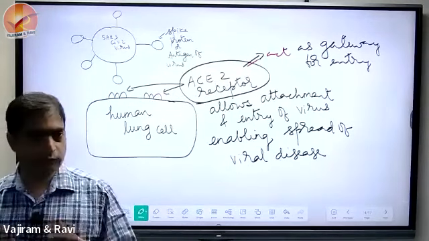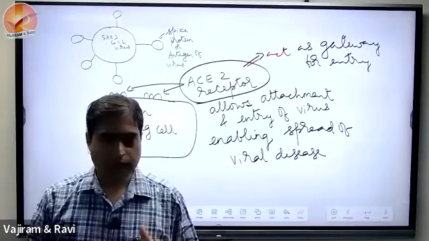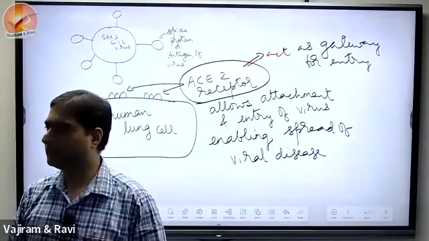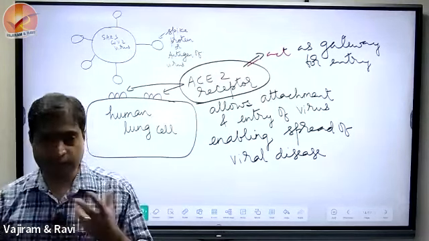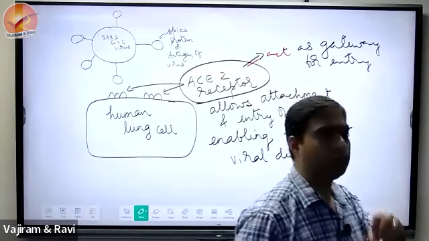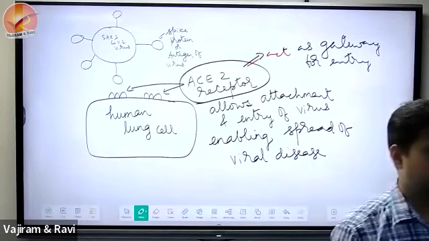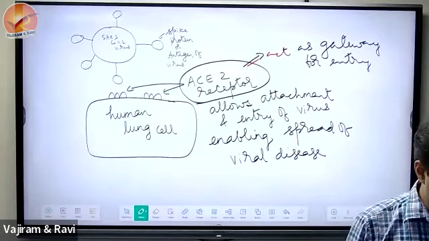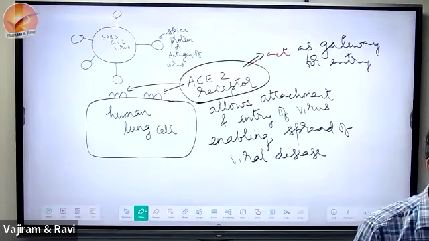So just now we have discussed what? Host specificity. So this SARS-CoV-2 virus specificity is based on what? ACE2 receptor, which enables the virus to stick to the human lung cell, attaching, then entering, and then the virus multiplies.